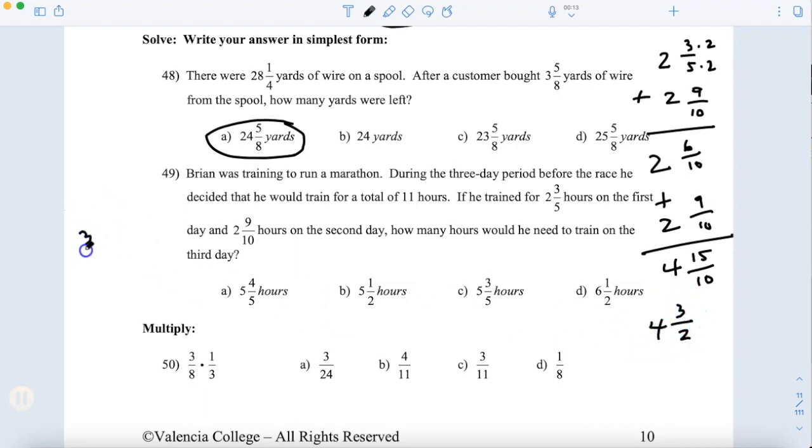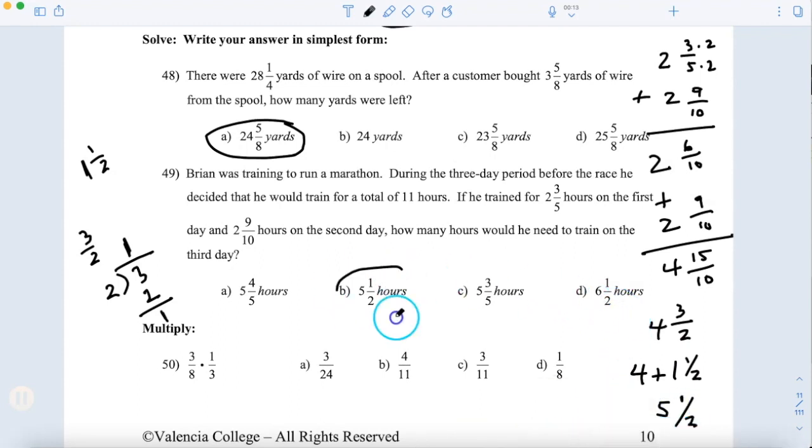So let me turn 3 over 2, improper fraction, into a mixed number. So 3 divided by 2. How many times is 2 into the 3? 1. 1 times 2, 3 minus 2 is 1. So 3 over 2 is the same as 1, this is my whole number, and 1/2. So 3 over 2 is 1 and 1/2. So I have 4 plus 1 and 1/2. And this is going to give me 5 and 1/2, which is this answer.